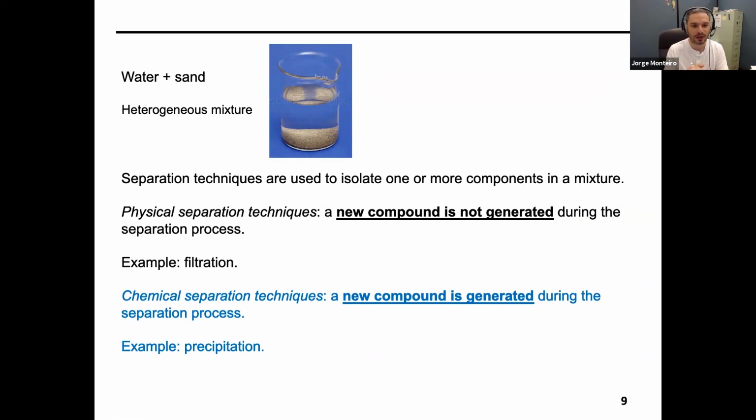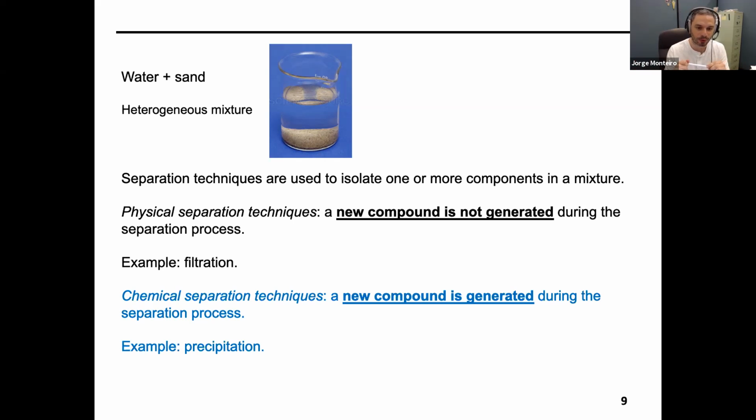And guess what? In physical separation techniques, a new compound is not produced during the separation process. Okay, so you start with a composition and you finish with the same composition. For example, filtration.